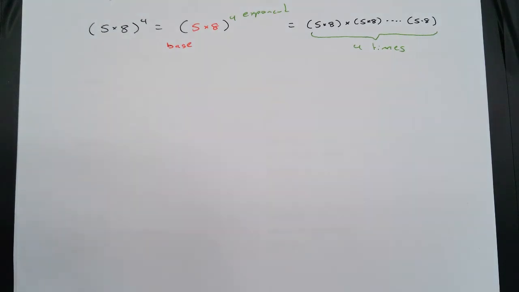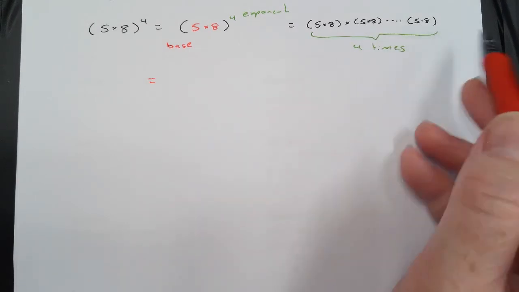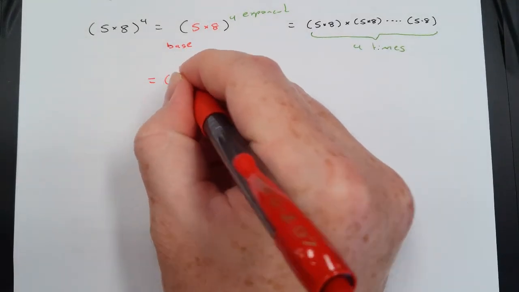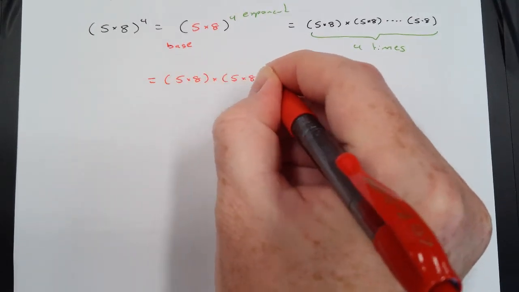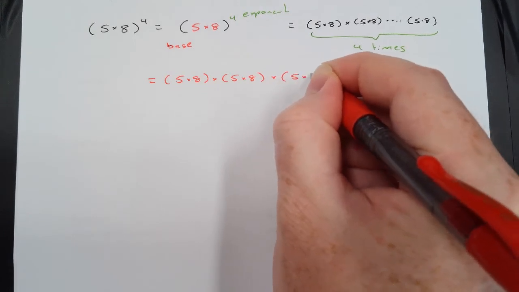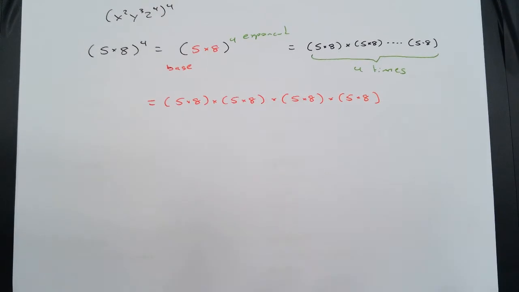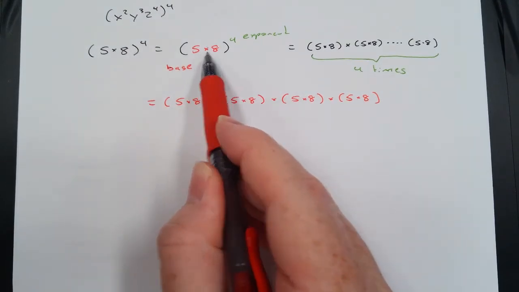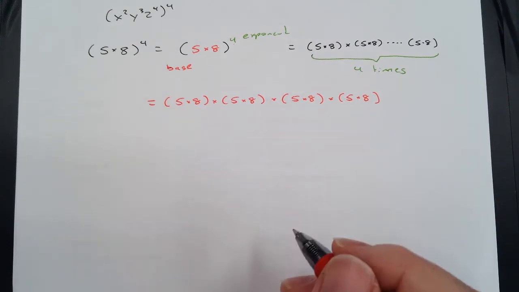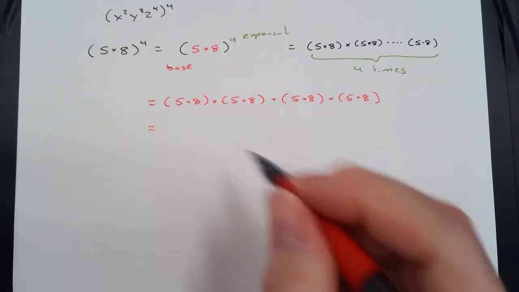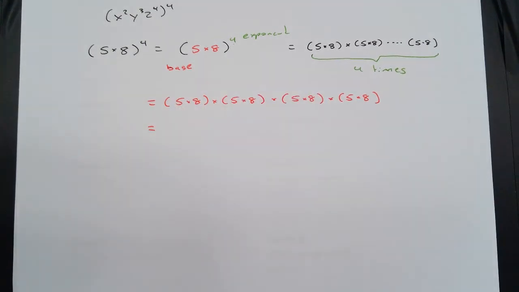So when you do this, you get 5 times 8 times 5 times 8 times 5 times 8 times 5 times 8. Because we see the base is 5 times 8 and it multiplies 4 times. 1, 2, 3, 4. It's repeating 4 times because that's what the exponent said. The base repeats 4 times.